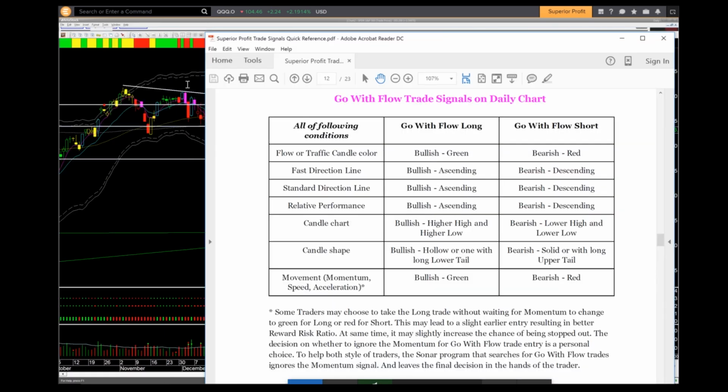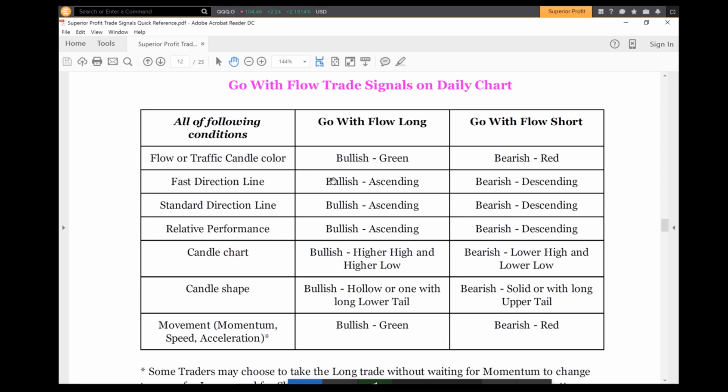This is a superior profit trade signals quick reference. So we have created a guideline checklist. For every kind of trade, in this case go with the flow, that is trend following trade for the daily chart, which is useful for swing trade, all of these conditions are to be met. We have created two columns, one for long, one for short. Let's see how unambiguous or easy to use they are.